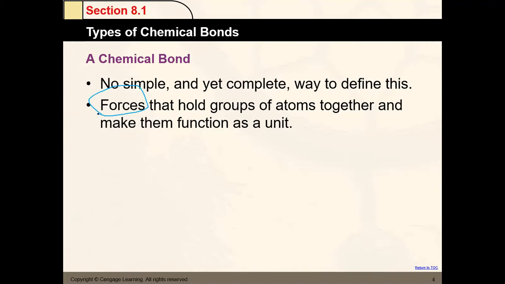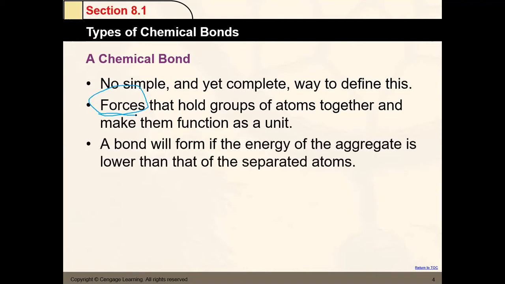Those unpaired electrons want to get paired. So the attraction between these two unpaired electrons will make that possible, a chemical bond. That attraction is what we call a force. Okay? So there is really no physical bridge or anything between the atoms. All they have is forces that are holding these groups of atoms. It can be groups of atoms, it can be one single atom. They hold them together and make them function as a unit, forming a compound, right?